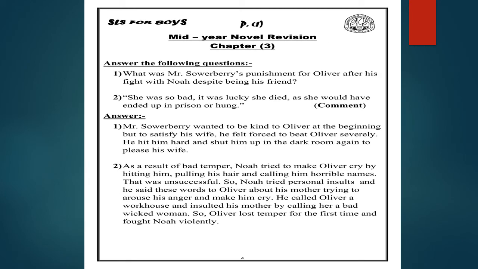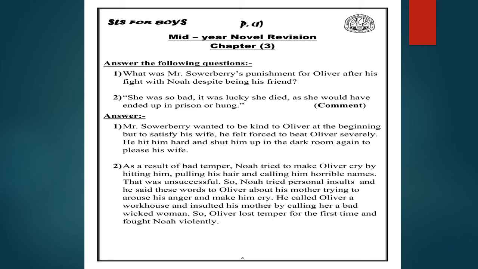Chapter 3. Answer the following questions. Number 1. What was Mr. Sowerberry's punishment for Oliver after his fight with Noah, despite being his friend? Answer. Number 1. Mr. Sowerberry wanted to be kind to Oliver at the beginning, but to satisfy his wife, he felt forced to beat Oliver severely. He hit him hard and shut him up in the dark room again to please his wife.